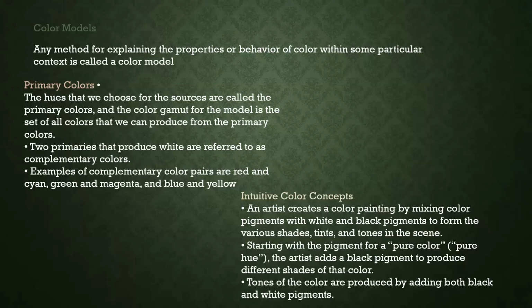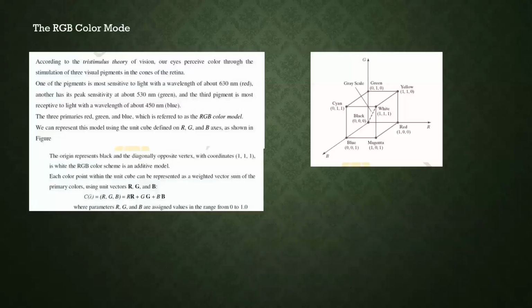So let us see what the RGB and CMY color models are. RGB color model. According to the tristimulus theory of vision, our eyes perceive color through the stimulation of three visual pigments in the cones of the retina. One pigment is most sensitive to light with a wavelength of about 630 nanometers, that is red. Another has its peak sensitivity at about 530 nanometers, that is green, and the third pigment is most receptive to light with a wavelength of about 450 nanometers, blue.